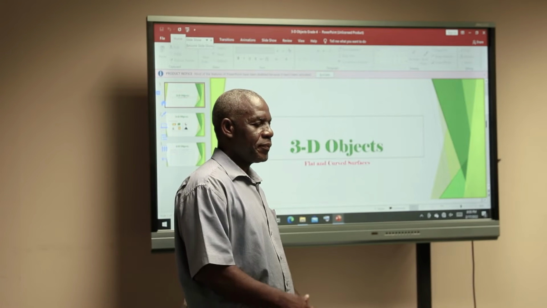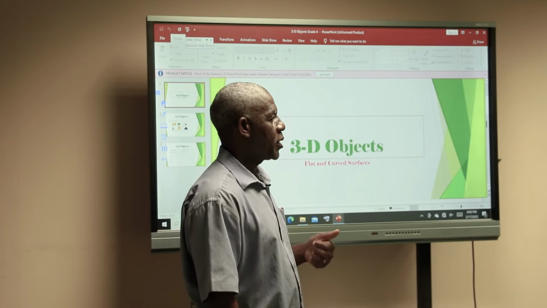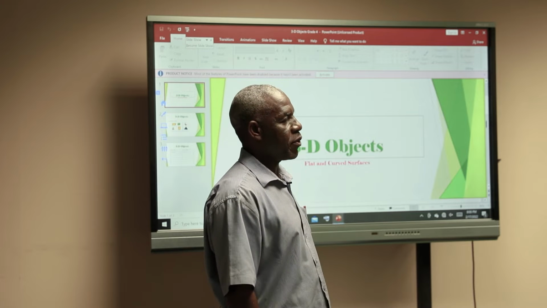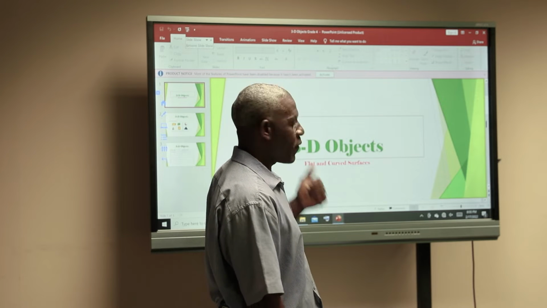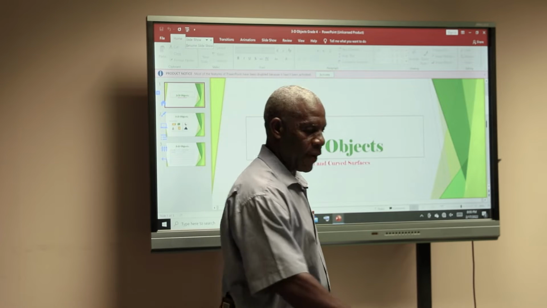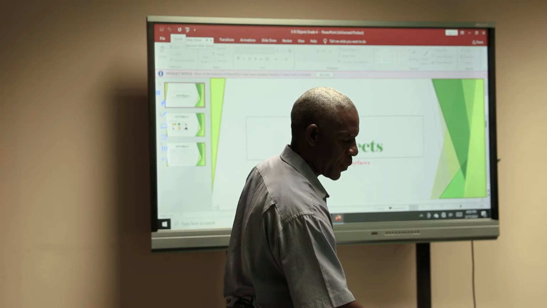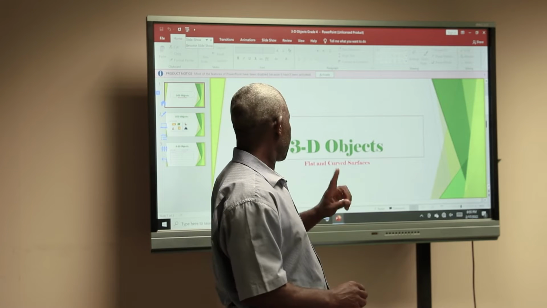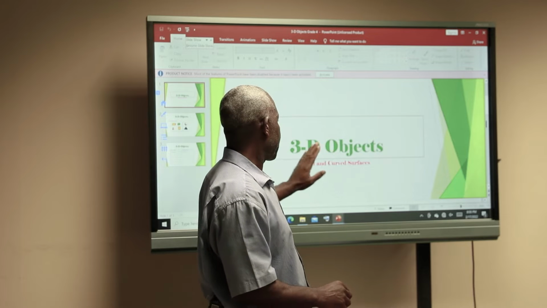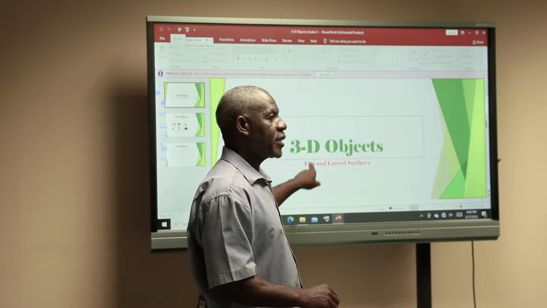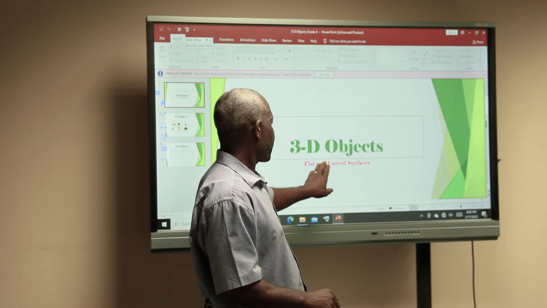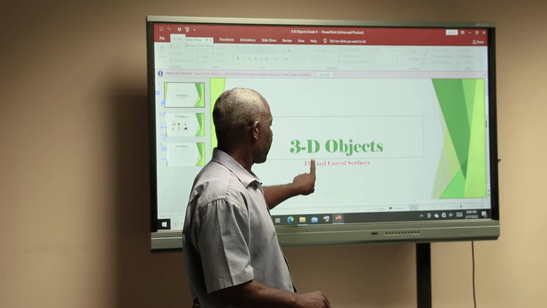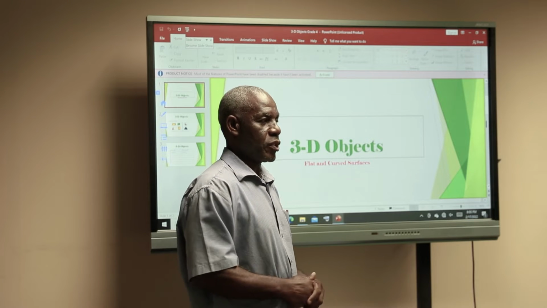Good day, teachers. Today we are going to continue with our lessons on 3D objects, properties of 3D objects for grade 4s. What we need to do when we are dealing with this lesson, you can see that the objective we are looking at is to direct the learners into identifying whether a 3D object has got flat or curved surfaces.